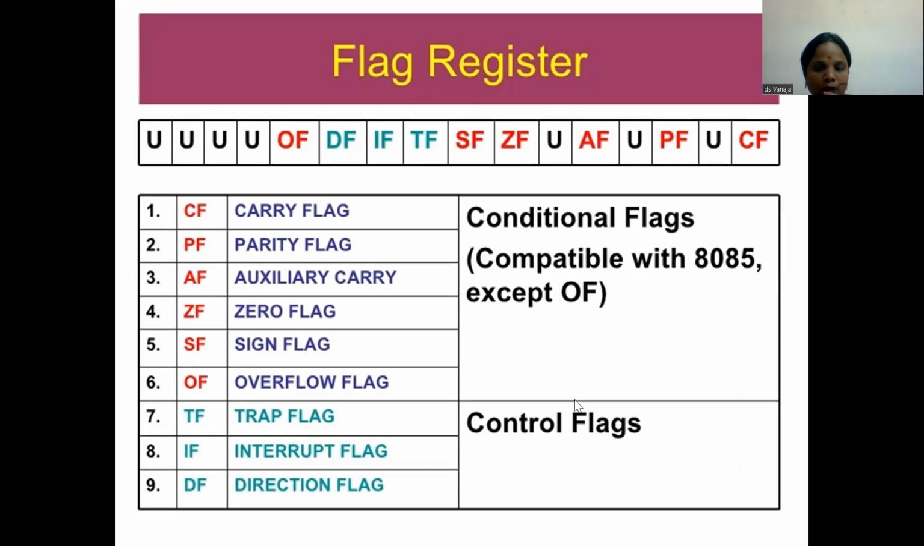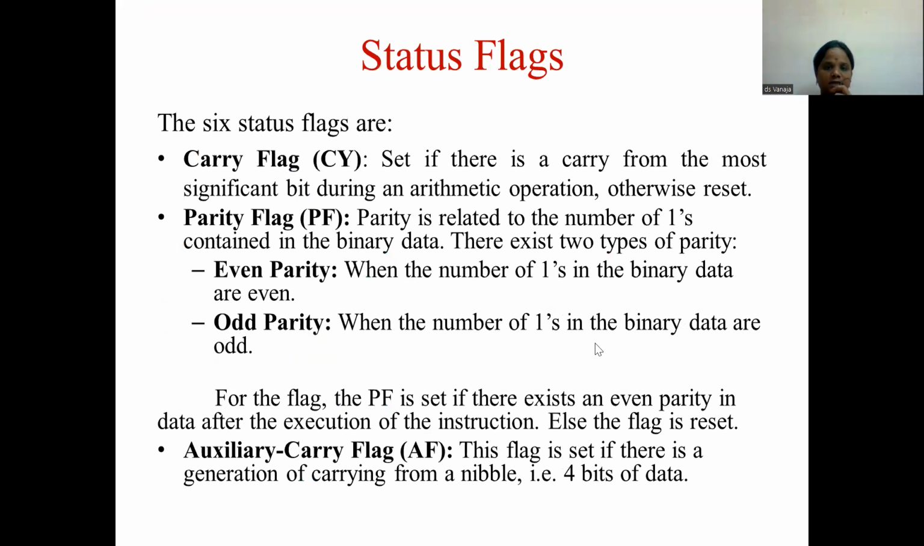Now we will see them one by one. First come the status flags. As already seen in the picture, they are of 6 types. The first one is the carry flag. Carry flag means whenever we are doing binary addition, if a carry exists, then it will be set to 1. If there is no carry, it will be reset. That means it is set, that is 1, when the carry occurs, otherwise it will be reset. That means the carry flag is 0.